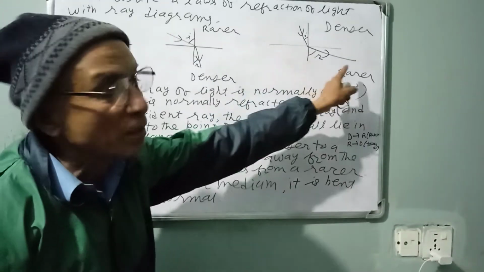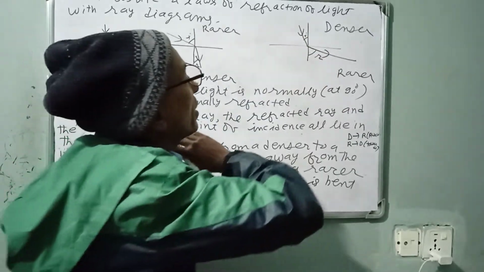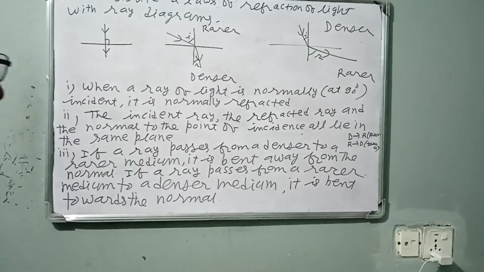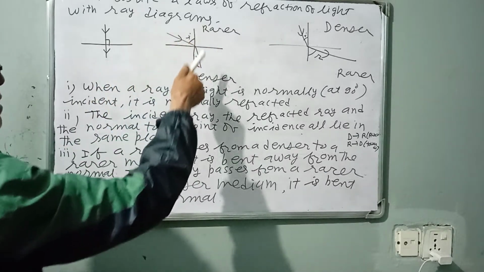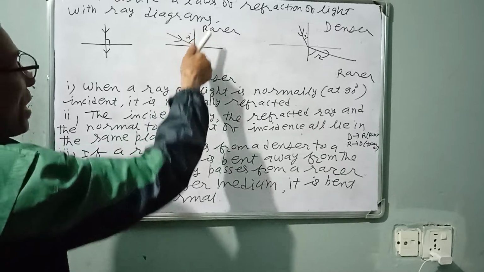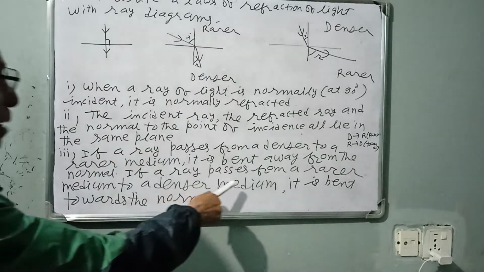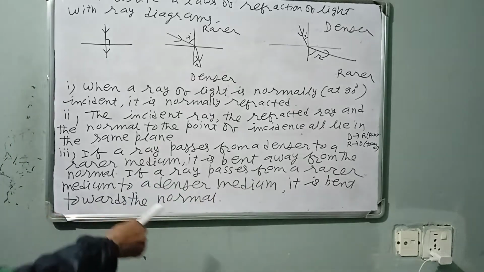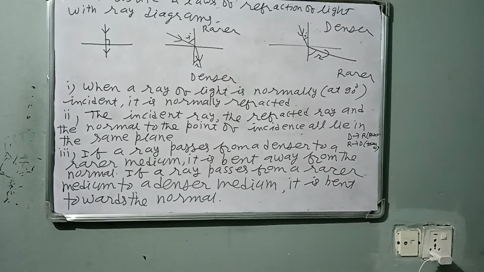If it goes from denser to rarer, or from a thick to a thin medium, the ray is bent away from the normal. It is bent away from the normal. If it comes from rarer to denser, or from thin to thick, the light is bent towards the normal. If a ray passes from a rarer medium to a denser medium, it is bent towards the normal.